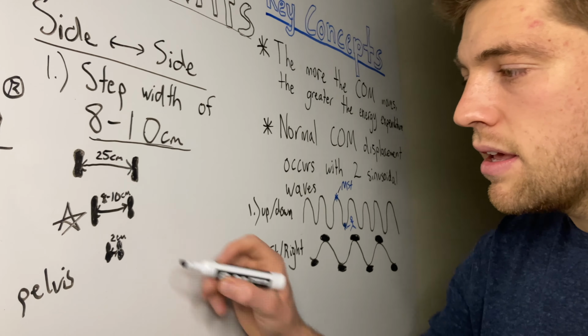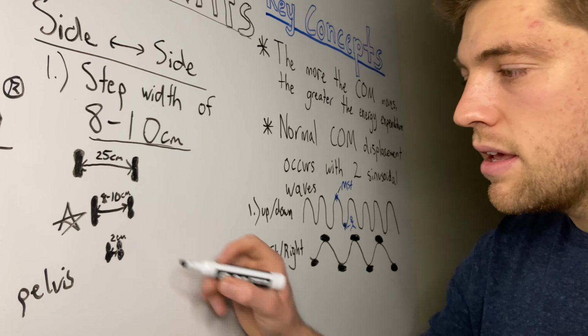Either way, going less than the 8 to 10 centimeters or going greater than the 8 to 10 centimeters, either way, it increases the energy expenditure. So this one is just what people choose because we get that stability and it's where we get the greatest energy efficiency.